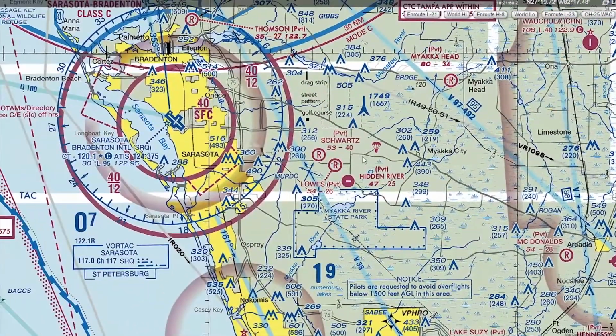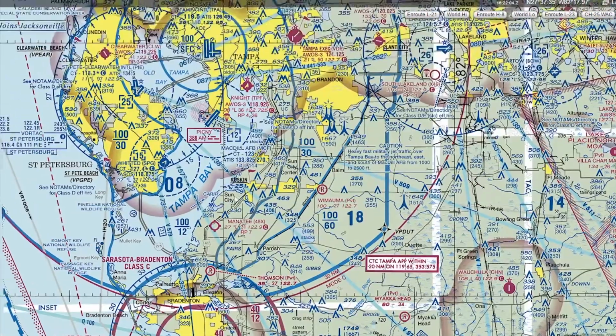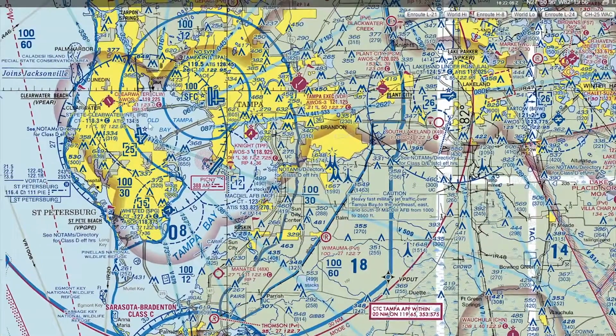And also, we'll take a look here at Class Charlie airspace. That's the solid magenta ring, so Class Charlie airspace around Sarasota Airport here. It's got a little bit of Echo airspace that comes out to the surface right there. And we have Bravo airspace all around the Tampa area. And this is the Tampa Class Bravo.